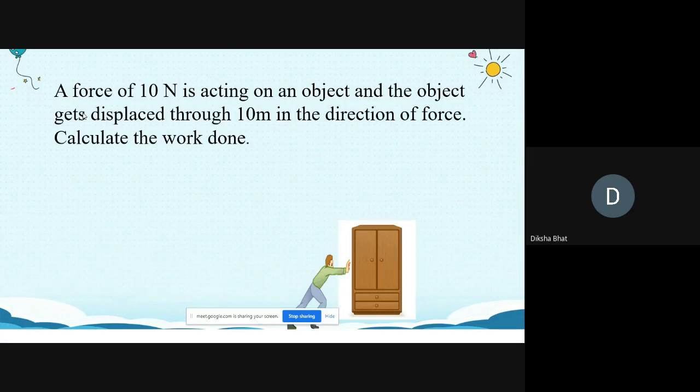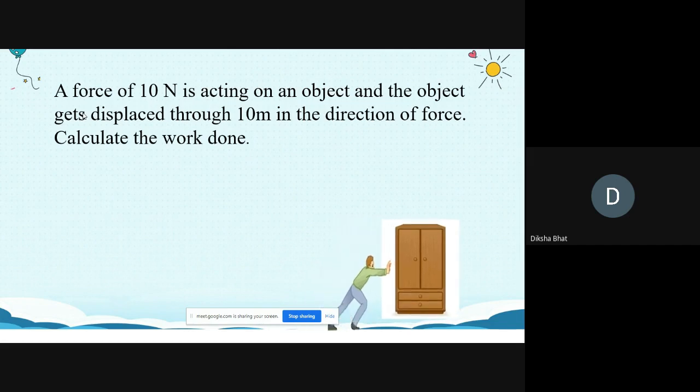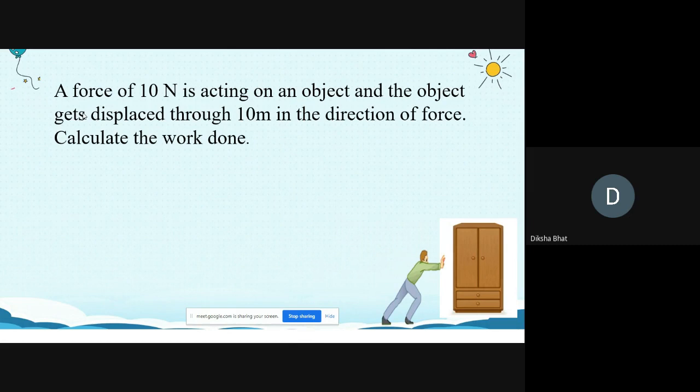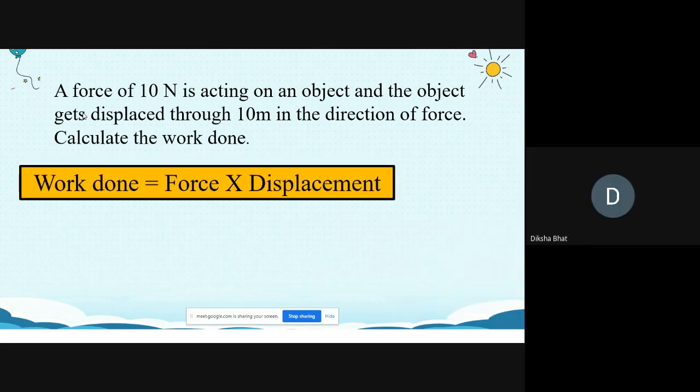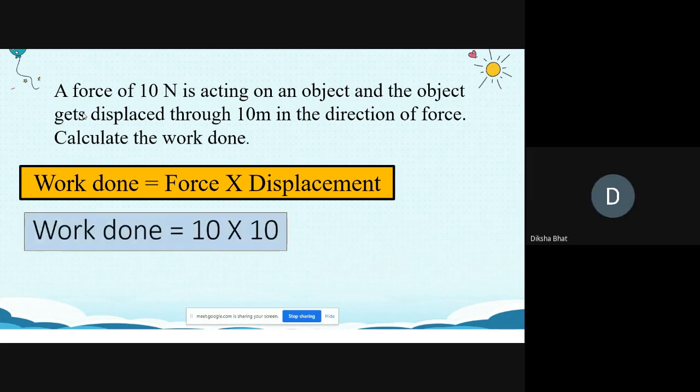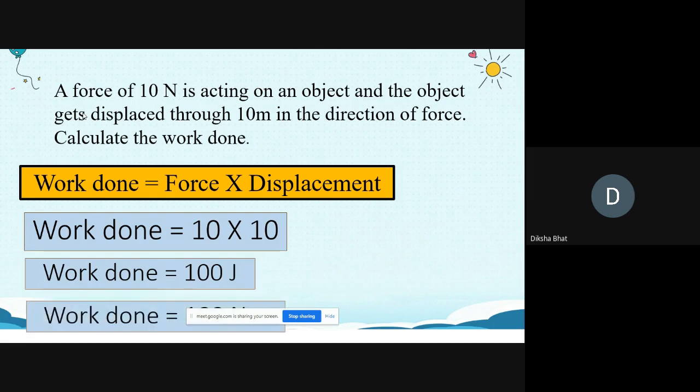Okay. Now let us solve one problem. A force of 10 Newton is acting on an object and the object gets displaced through 10 meters in the direction of force. So calculate the work done. So what are we told to find? Work done. Okay, so what is the formula? Work done is equal to force multiplied by displacement. Very good. So what is the next step? 10 Newton multiplied by 10 meter. Yes, we have to substitute the values. So we will get 10 multiplied by 10. What is the answer? 100 joules or 100 Newton meters.